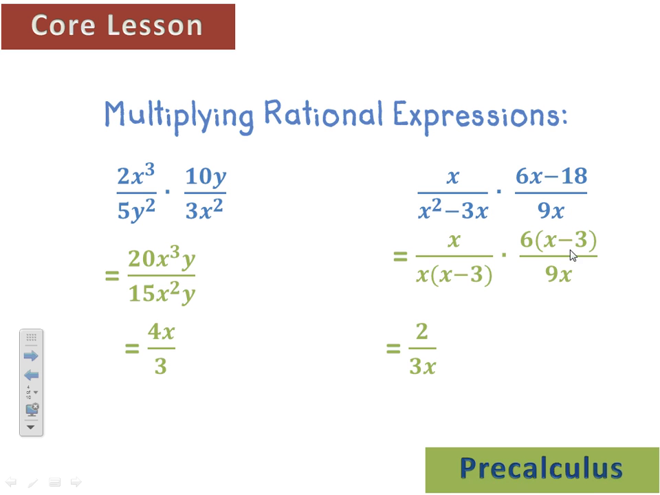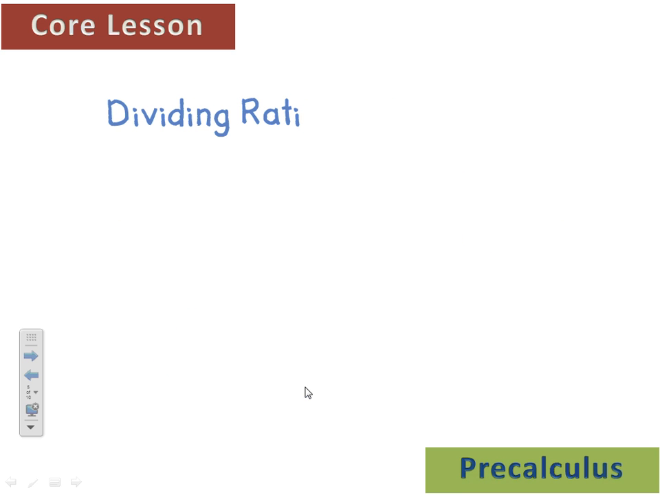Then these x minus 3's will cross out. So you're left with 6 over 9, and then 1 left over x. What is 6 divided by 9? 2/3. 3 goes into 6 2 times, 3 goes into 9 3 times, and then you're left with 1 extra x. That is your simplified version. And you're done. Let's try dividing.